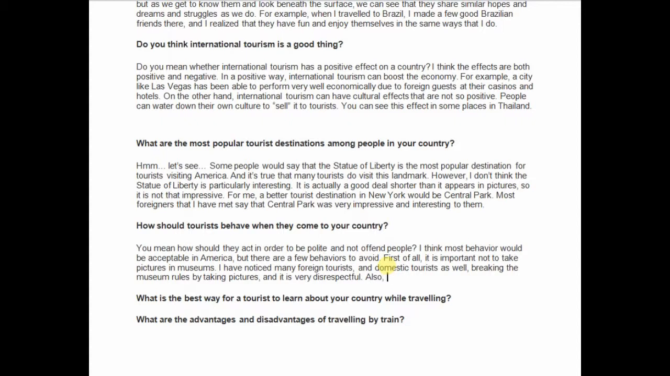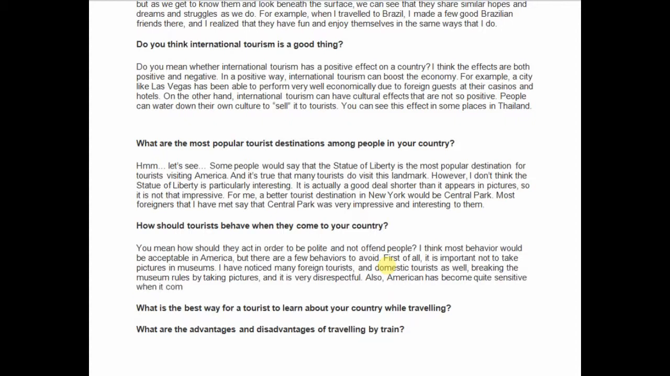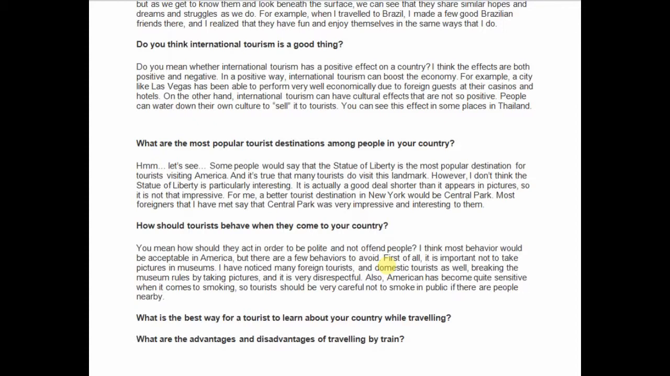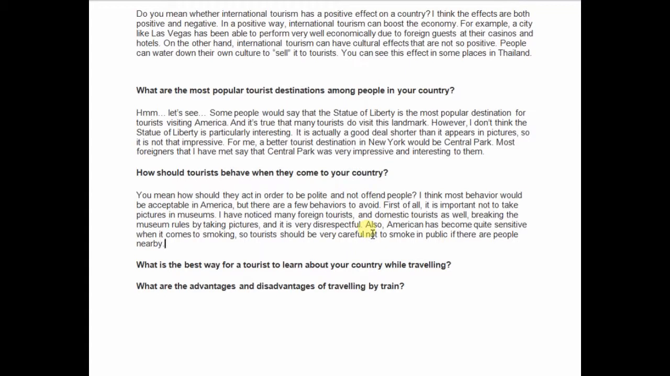Also, we should think of one more. America has become quite sensitive when it comes to smoking. So tourists should be very careful not to smoke in public if there are people nearby. Yeah, it's pretty good. So those are my two examples, right? A few behaviors to avoid, and I gave two examples.